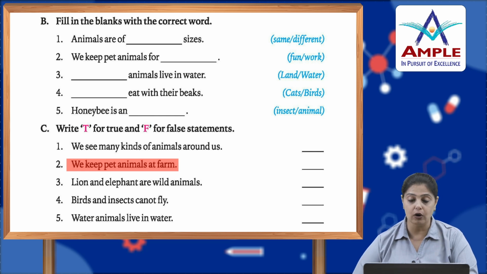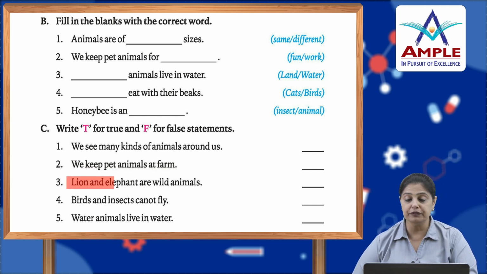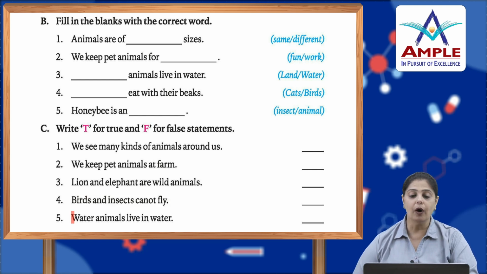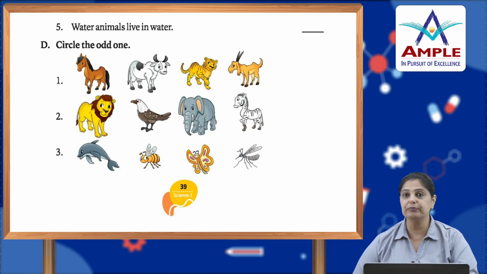So, this is false. Lion and elephants are wild animals. Is it true or false? It is absolutely true. They are wild animals. Birds and insects cannot fly. True or false? It is absolutely false. They can fly because they have wings. Water animals live in water. Is it true or false? It is absolutely true.